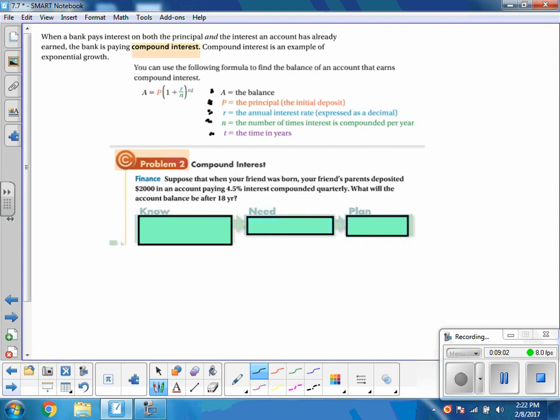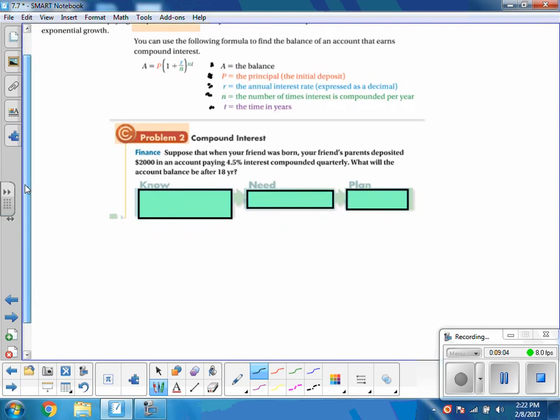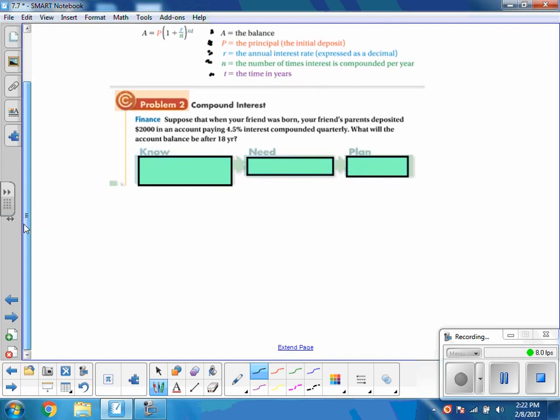So let's just try this out. This is an equation you want to get real comfortable with, and this is compound interest. Suppose when your friend was born, your friend's parent deposited $2,000 in an account. Okay, so 2,000, we already can see that this is going to be my principal amount. Paying 4.5% interest. Okay, that's the annual interest rate. This is the R. So we have the R and we have the P.